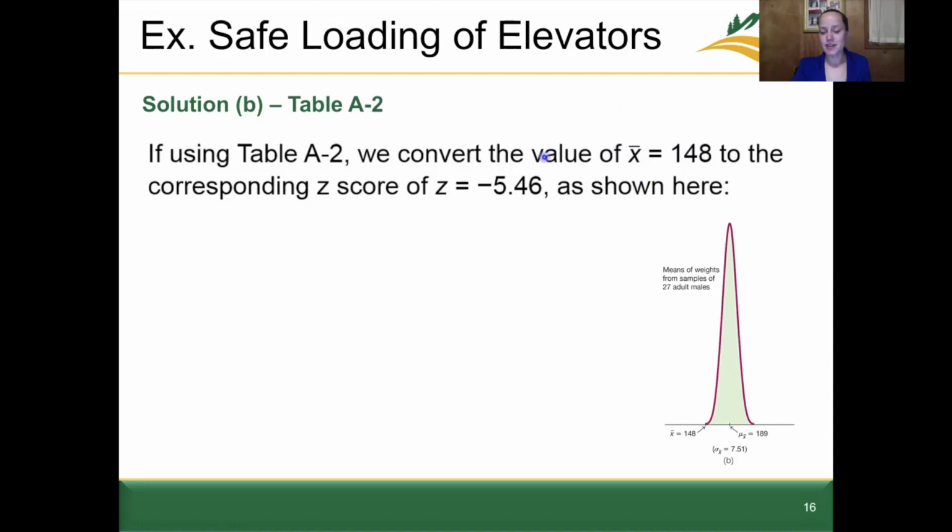So to calculate our z-score, we really need to use the correct formula for our z-score. So to do this, we need our x bar value, we need our mean value, we need our standard deviation value, both for these sample means. So our x bar value is definitely 148. Our mean value, that's going to be the same for the population.